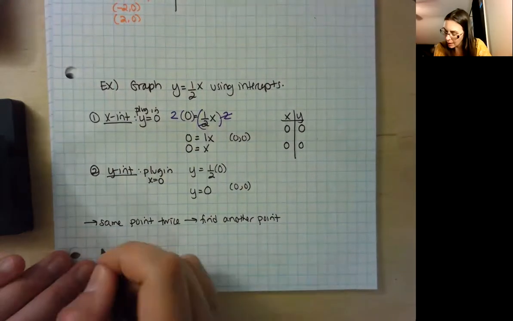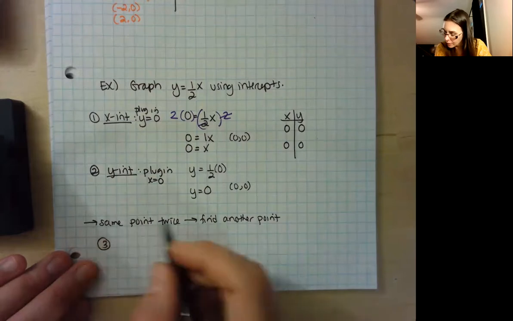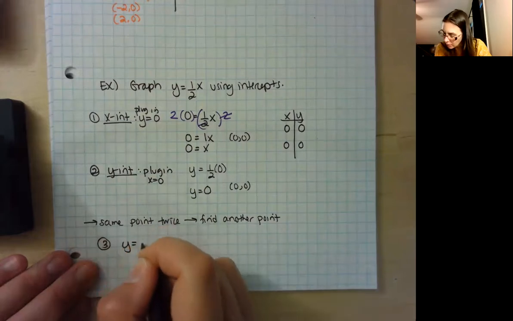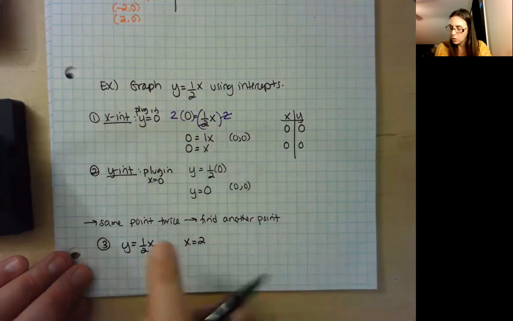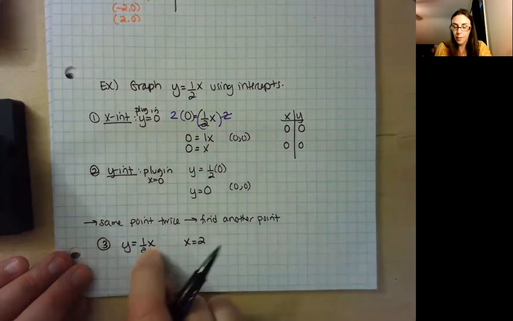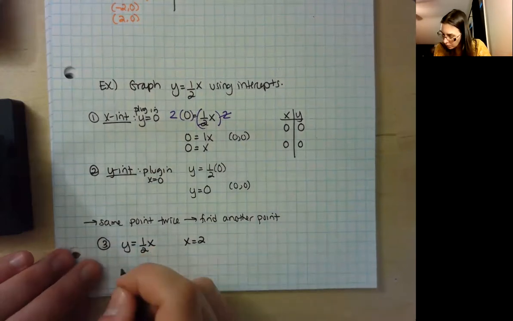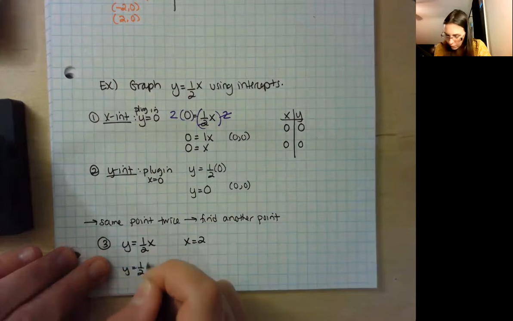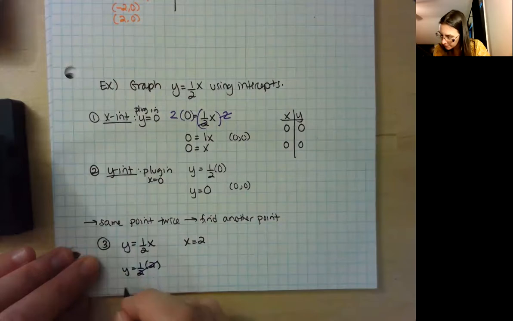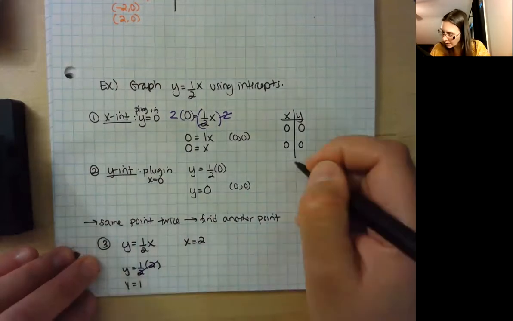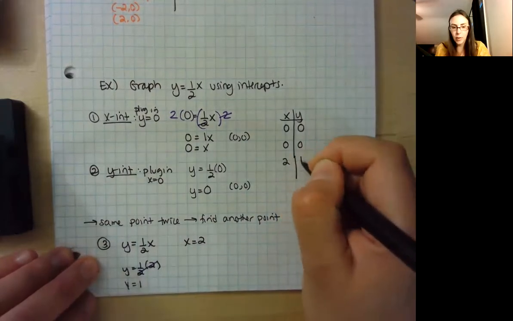So I'm just going to go ahead and pick, now let's see, here's my equation. So I'm going to pick x equals 2. Because if I plug in 2, then that will cancel with the denominator. Right? Because 2 over 2 is just 1. This cancels out. So I have y is equal to 1 here. So I have 2, 1 as my next point.